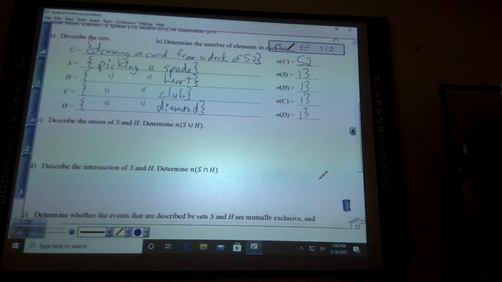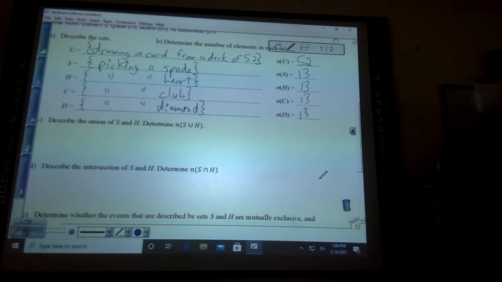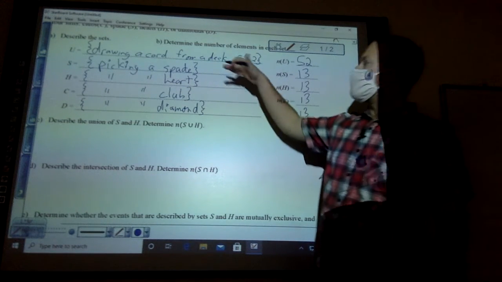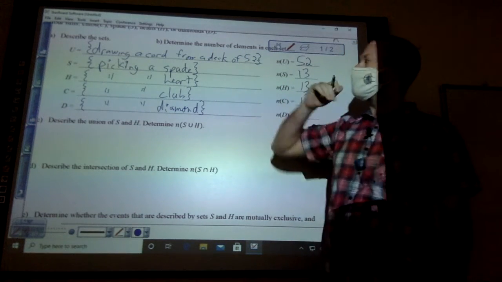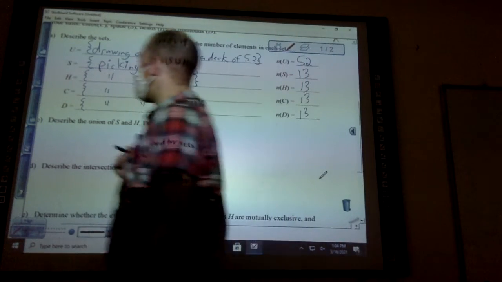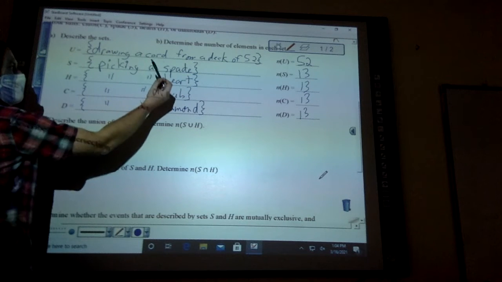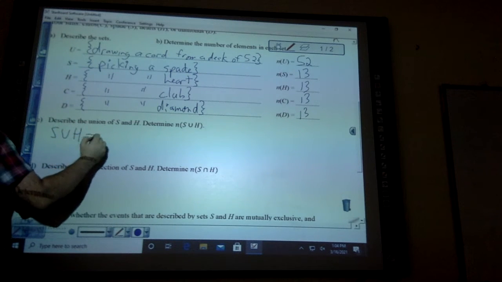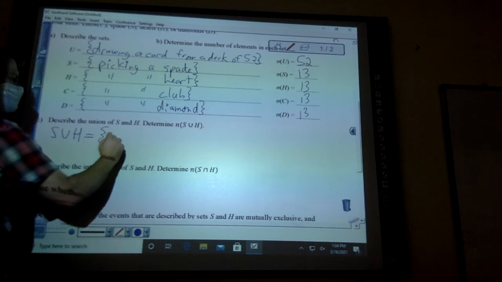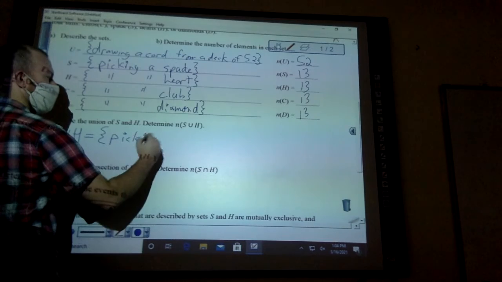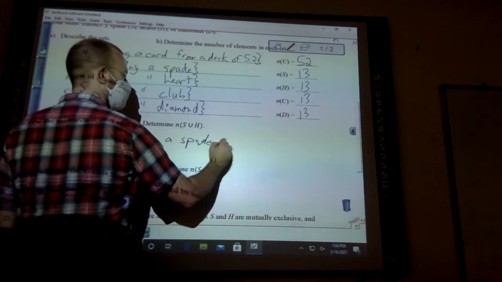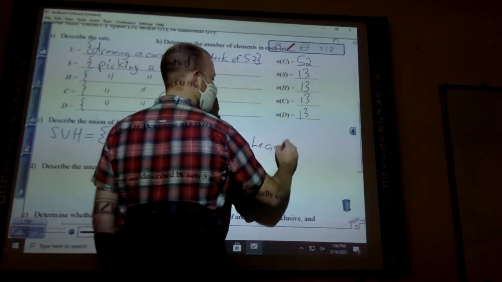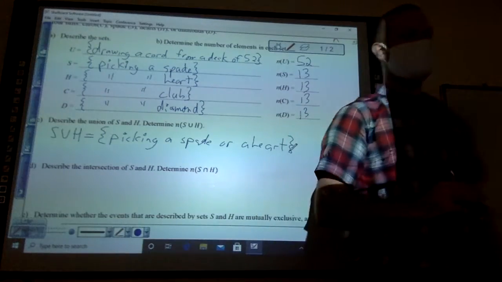So if we're looking at the union of S and H, meaning S union H, which is just the union. Here's my S's, which means picking a spade. Here's my H's, which is picking a heart. So if I'm looking at this or this, it means I'm picking out of a deck of cards either a spade or a heart. So this set now refers to picking a spade or a heart. And how many elements are going to be in this set?